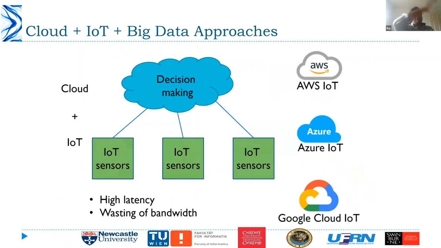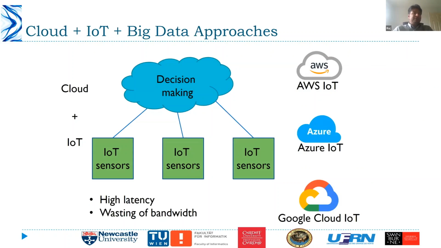Right, so that was the application context, but of course we are computer science researchers, we need some computer science motivation, why we want to do this new kind of research. So traditionally, around 2013, 2014, when IoT came into existence, most of the IoT data processing paradigms were cloud-centric.